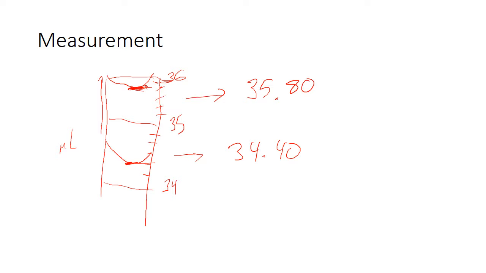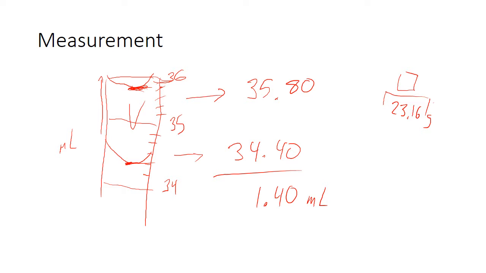So we're going to subtract these guys, right? Figure out the difference, because this is equal to the volume of the block that we dropped in there. So we're going to have 1.40 milliliters. Now what we're going to do is take our block and put it on a scale. And let's say that we put it on the scale and it was 23.16 grams, all right?